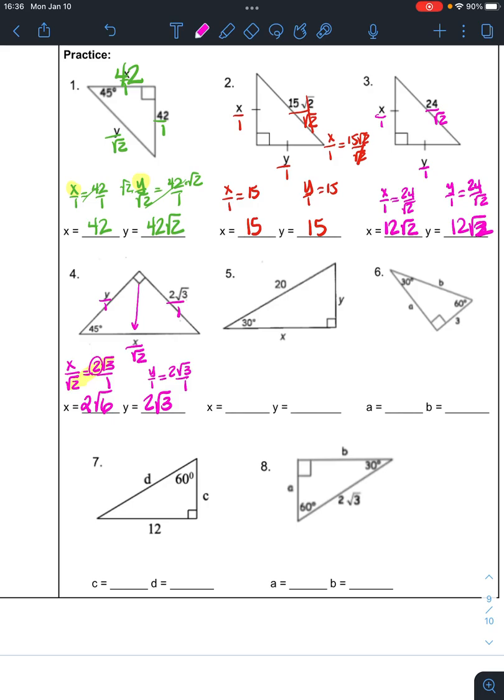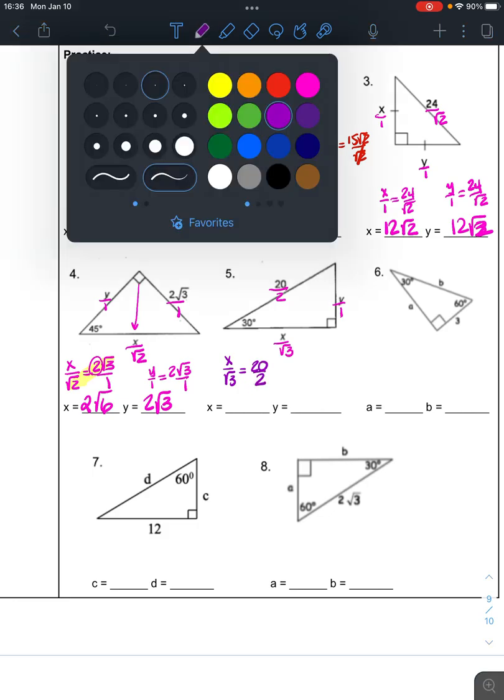Now this is a 30, 60, 90, and so you have to pay attention to your angles. Your 1 goes across from your 30, your 2 goes on the hypotenuse, your root 3 goes on your leftover side. Now you've got everything set up to do your proportions. So now we can come over here and we can do x over root 3 is equal to 20 over 2.